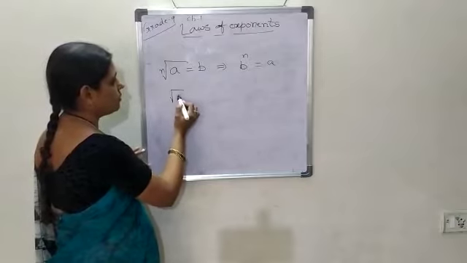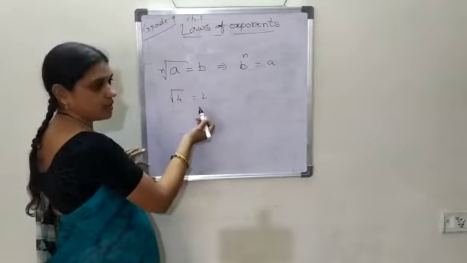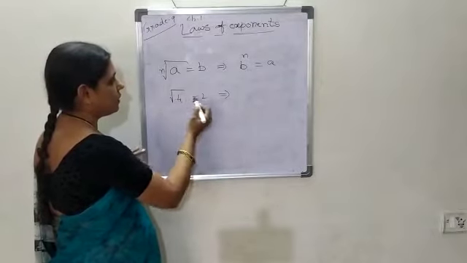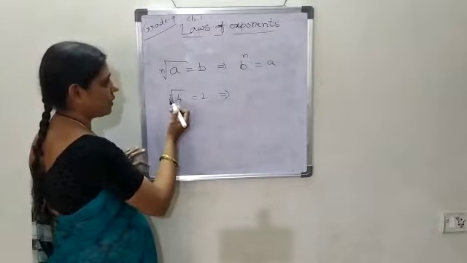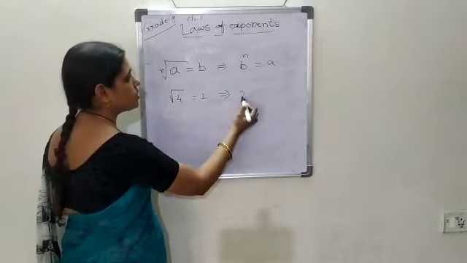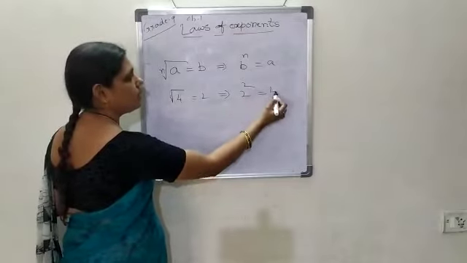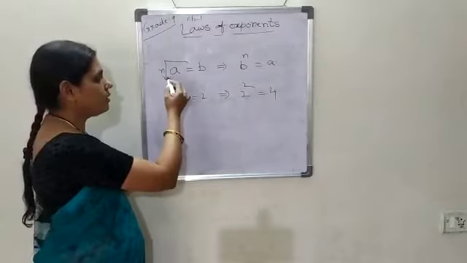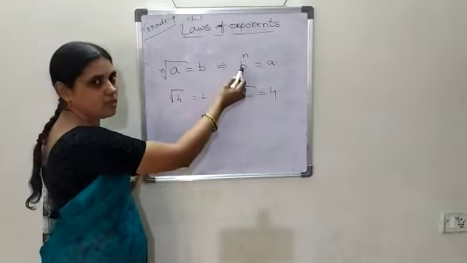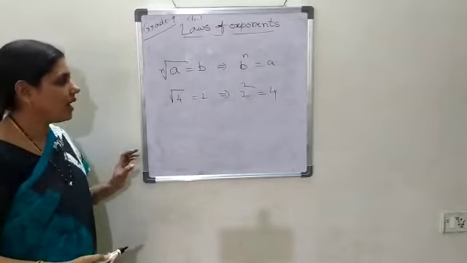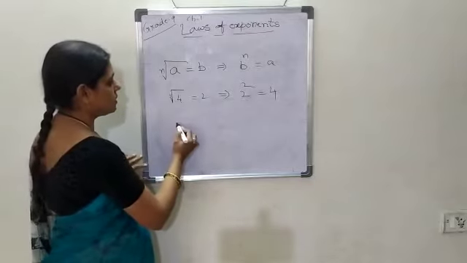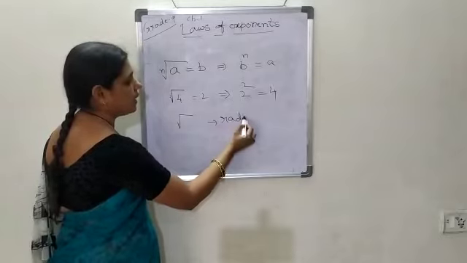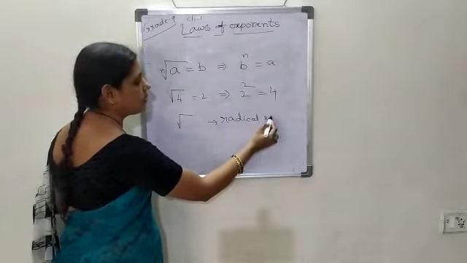So square root of 4 equal to 2, already we know this. So how can we write this? b power n equal to a. Here we are not writing n, that is 2. So 2 square equal to 4. Both mean the same, isn't it? As we already know, both mean the same. So nth root of a equal to b implies b power n equal to a. And here this nth root symbol is called the radical sign. This is called radical sign representation.